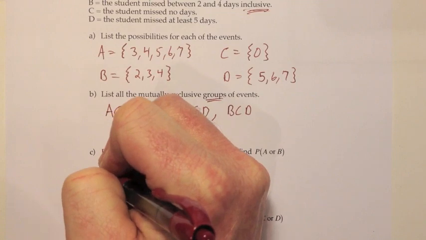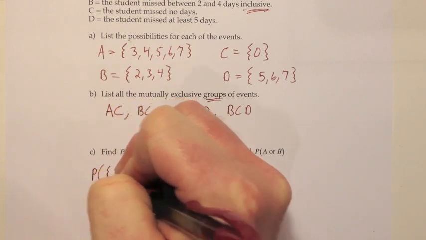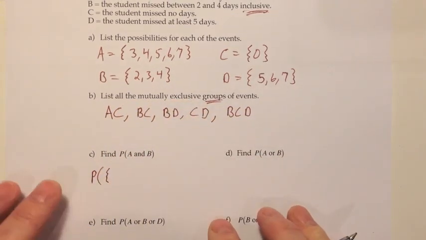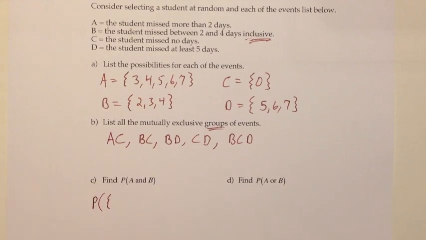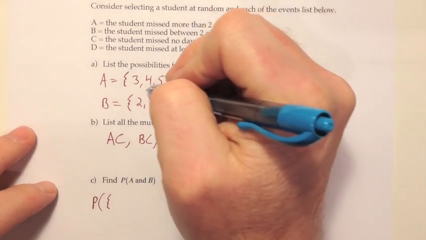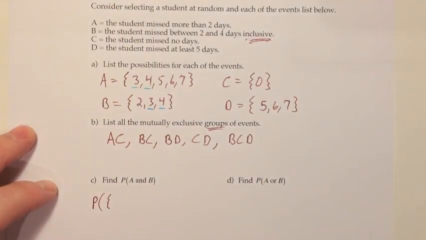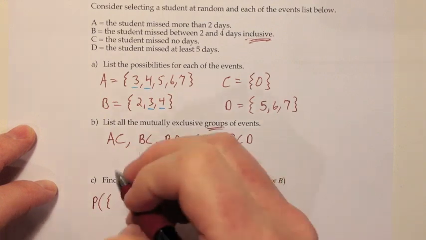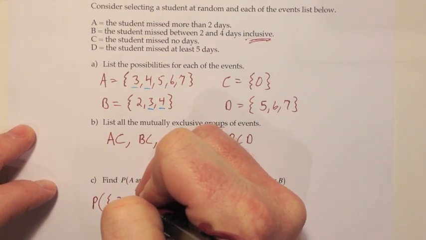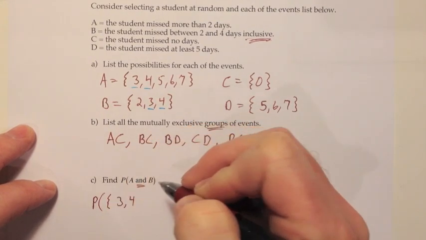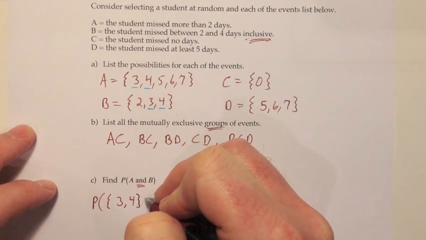So I'm going to write probability, and I'm going to try and look at the sets and think, well, what is the overlap of A and B? What do they have in common? And what I see in common between A and B is the 3 and the 4. So what A and B have in common would be 3 absences or 4 absences. And remember, and means overlap, or what they have in common.